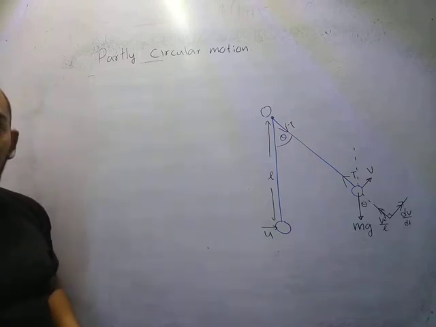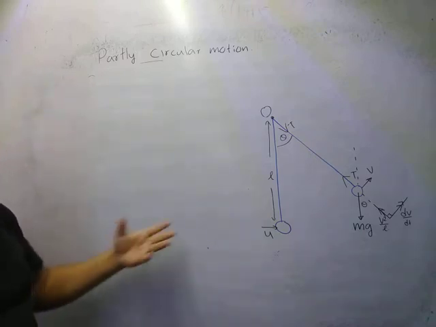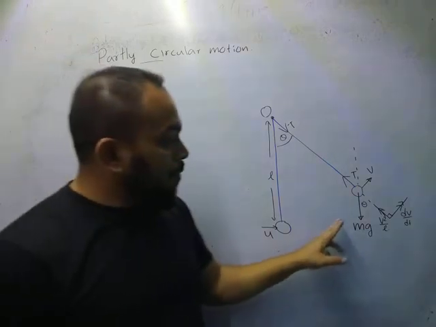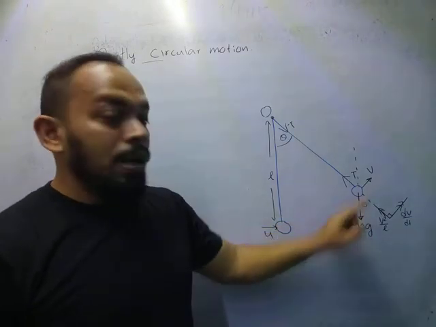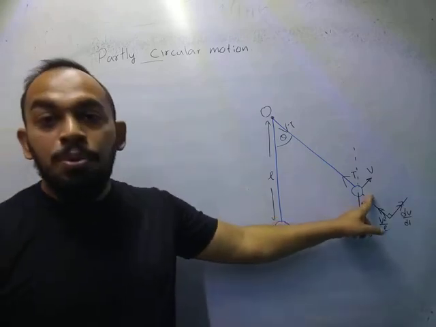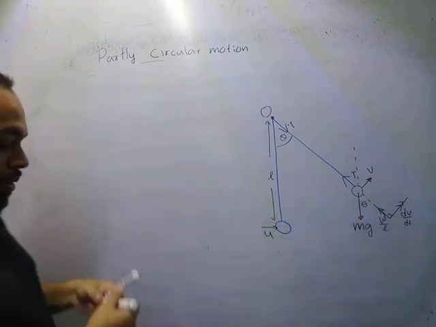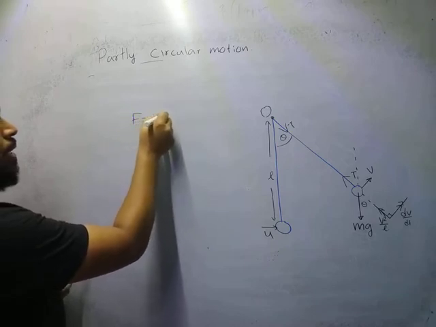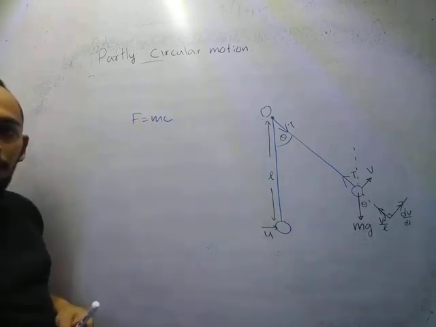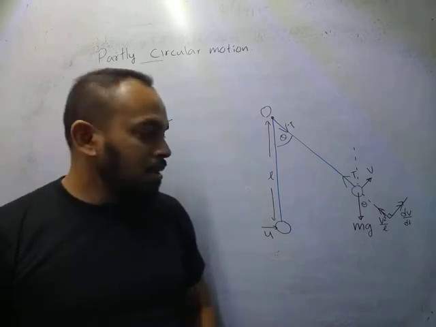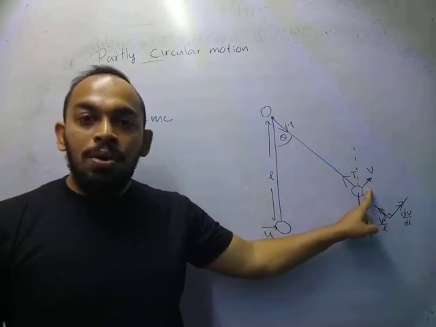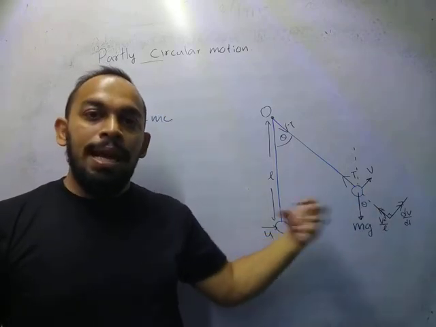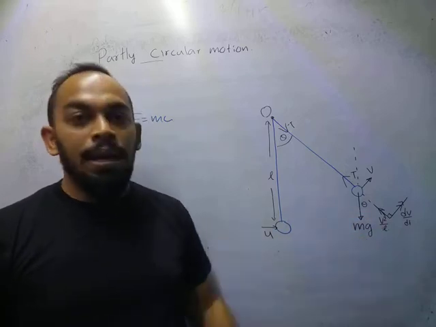Okay, so let's derive equations for this. First of all, we need to know what our velocity would be at this position, because you know that when you want to use F equals ma towards O for the centripetal force, you need to know what the velocity at this point is, because of the acceleration v squared over L, right?